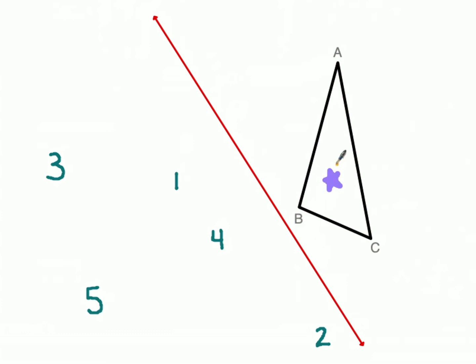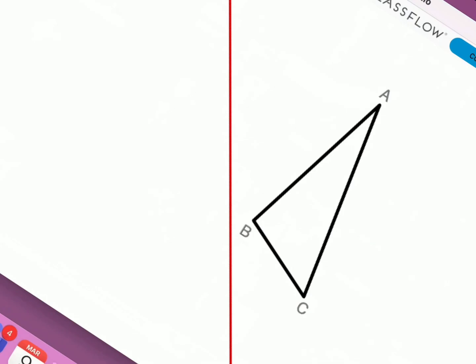Did you say 4? Because remember, when we reflect something, we're going to go perpendicular to the line, and we're going to come out the same distance away from the line on the other side. So I think the star would wind up closer to the 4. Now let's break out our rulers. Sometimes it's easiest to turn your paper. Again, like I said, it makes it easier for some people.